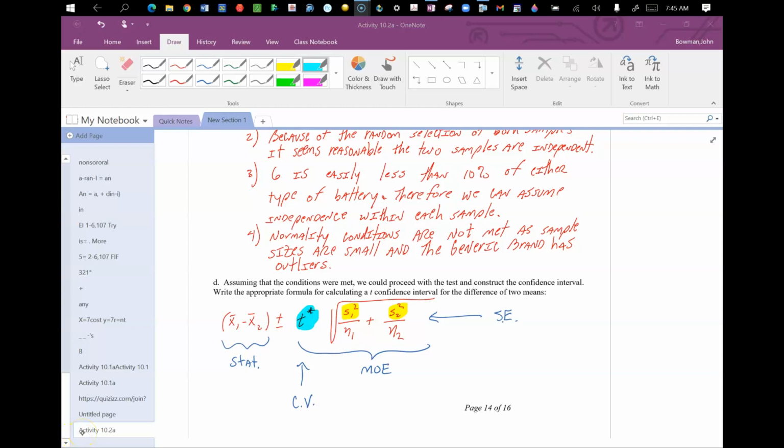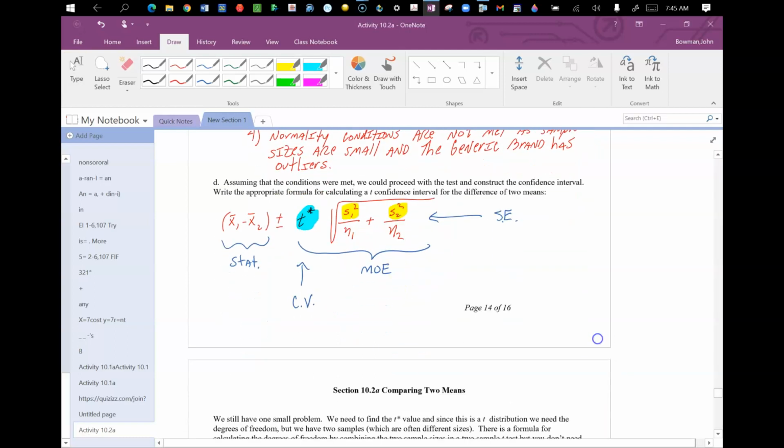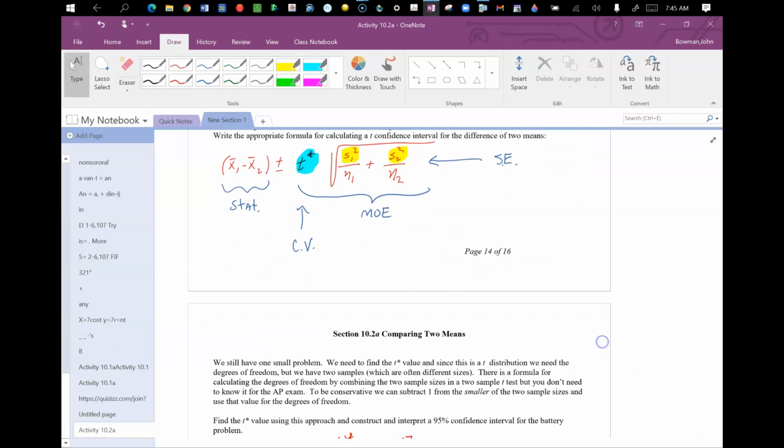So what I'd like to do next is take you through the process of constructing the confidence interval for our battery problem. There's one thing that we have to talk about first before we do that, and that is, how do we calculate the degrees of freedom for this situation? Is it based on the first sample or the second sample, or a combination of both?